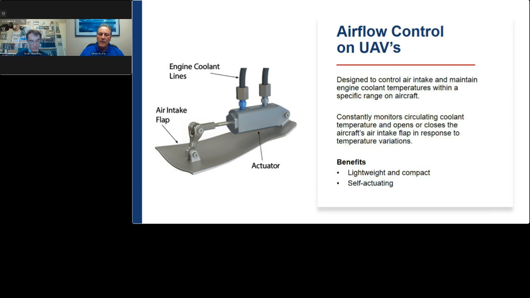Another application was airflow control for unmanned aerial vehicles, designed to control an air intake and maintain engine coolant temperatures within a specific range on aircraft. It constantly monitors circulating coolant temperature and opens and closes the aircraft intake flap in response to temperature variations. The benefits here are it's lightweight and compact and, of course, self-actuating.